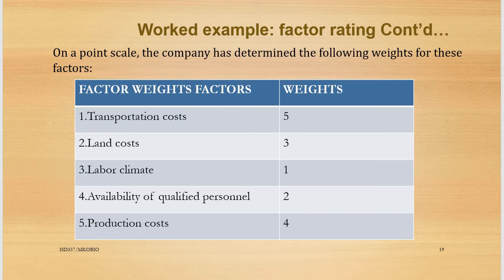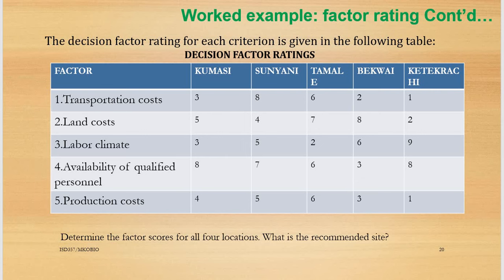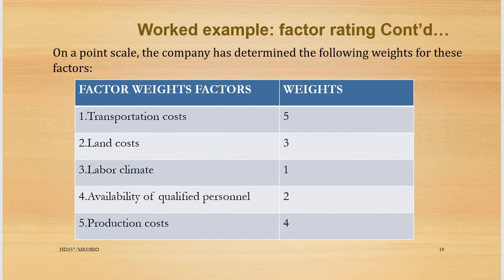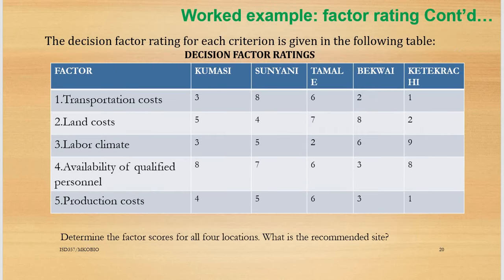Maybe I get to the point. Looking at the table over here, you can see that the transportation cost for Kumasi is 3, Sunyani is 8. Since you already have the decision factor ratings, and this one is the factor weight, this is the standard we are using. For every location we will determine the factor scores for all the operations, and then we find the recommended site. So this will be the factor for every location: Kumasi, Sunyani, Tamale, Bekwai, Kente Krache. So this is what we are going to use.